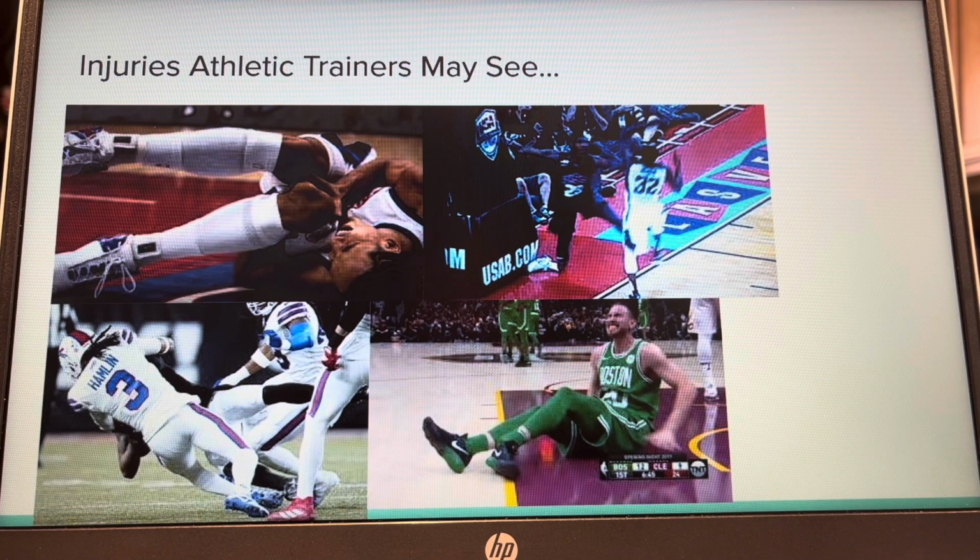So as athletic trainers, we may see some of the most gruesome and possibly career-ending injuries for players. And so our job is to respond with the knowledge that we know, and to care for these athletes accordingly, and our goal is to ultimately try to get them to return to play with the same confidence as they once had.